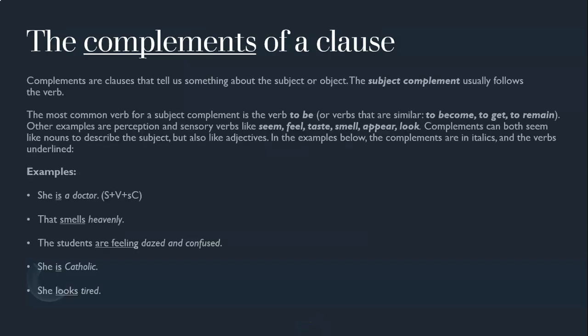And finally, the complements of a clause. Complements are clauses that tell us something about the subject or the object. The subject complement usually follows the verb. The most common verb for a subject complement is the verb to be, or verbs that are similar: to become, to get, to remain. Other examples are perception and sensory verbs like feel, seem, taste, smell, appear, or look.